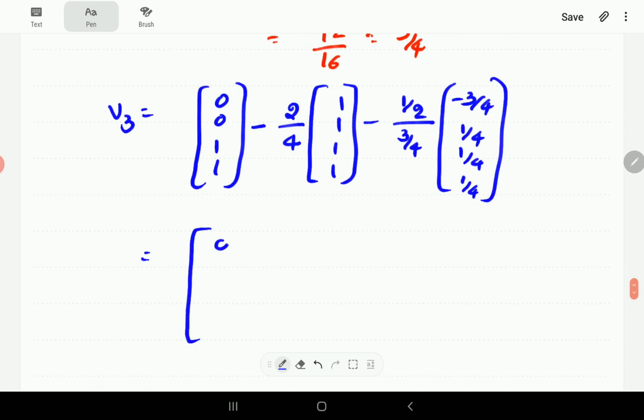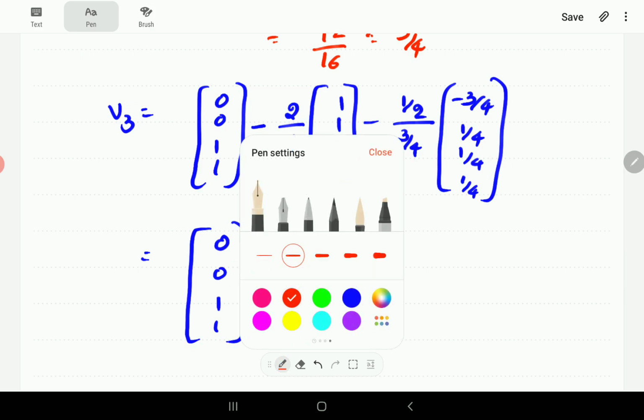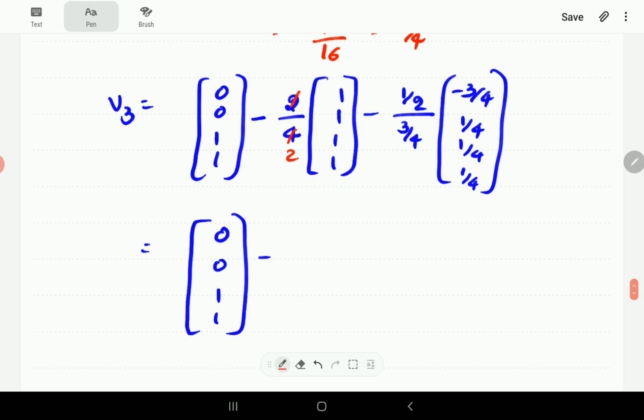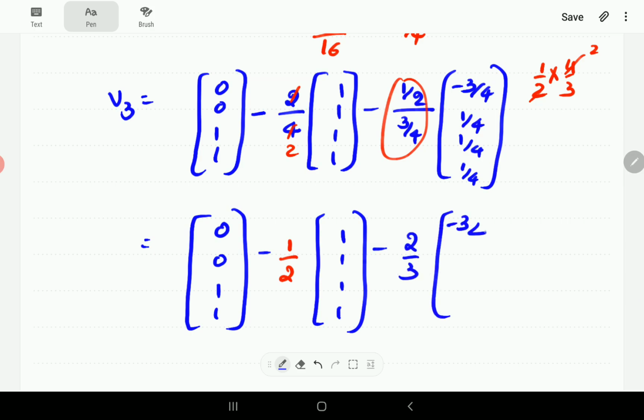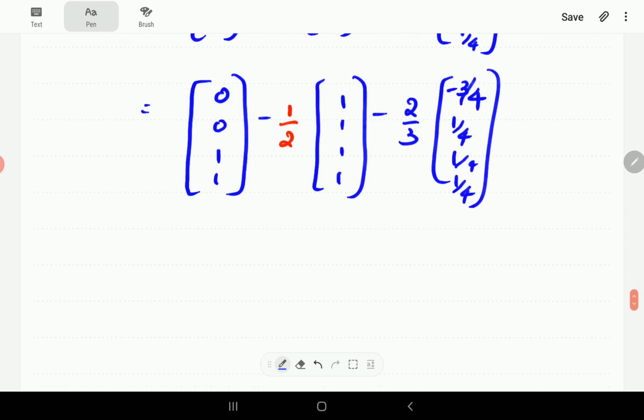This is equal to 0 0 1 1 and this is 1 over 2, 1 by 2 into 4 by 3. So this is 2 times 1, 2 times 2, that will be 2 by 3. Okay, so here let me write this as 1 by 2 into 1 1 1 1, and here 2 by 3 into minus 3 by 4, 1 by 4, 1 by 4 and 1 by 4. Okay, so let us simplify all this.